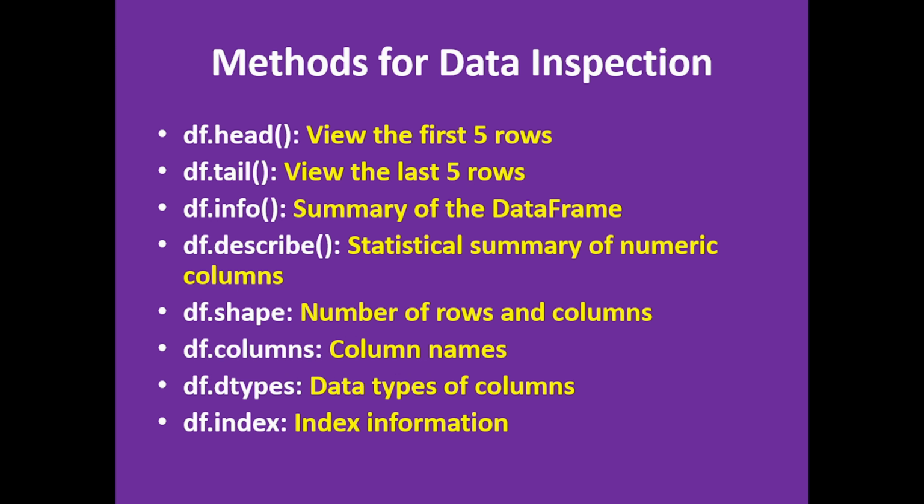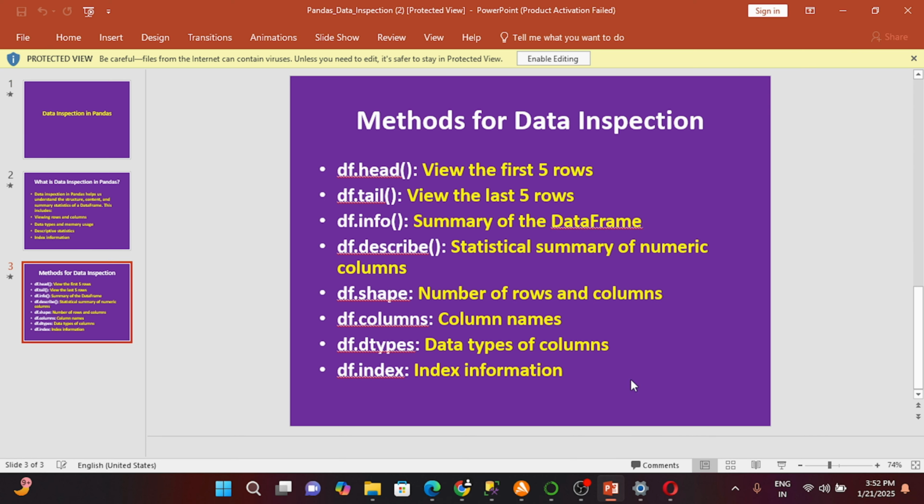So df.head views the first 5 rows, df.tail views the last 5 rows, df.info gives a summary of the data frame, df.describe gives a statistical summary of numeric columns, df.shape gives the number of rows and columns, df.columns gives column names, df.dtypes gives data types of columns, df.index gives index information, right? So these are some of the methods. We are going to see the practical implementation, which would be much more helpful for you and from your interview point of view as well. Yeah, so let's quickly jump to the practical demonstration.